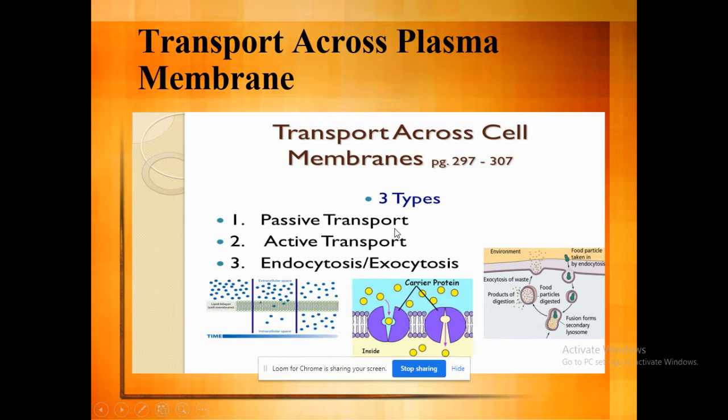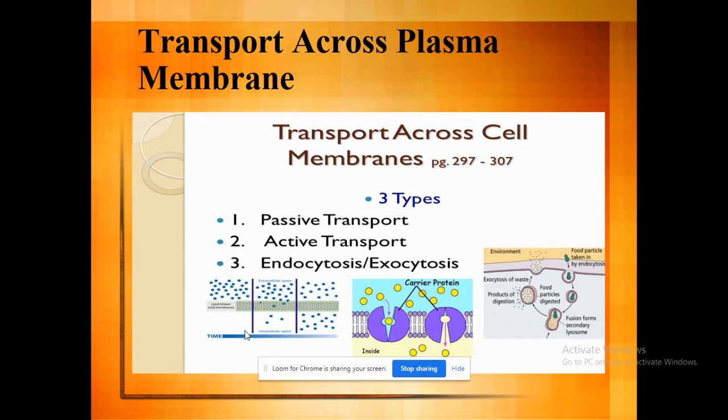This can be passive transport, active transport, and there are two more terms, endocytosis and exocytosis. In passive transport, there is no use of energy. When substances move from high concentration to low concentration, that does not require any energy, and that is known as passive transport. But in active transport, when substances move from low concentration to high concentration, that requires energy.